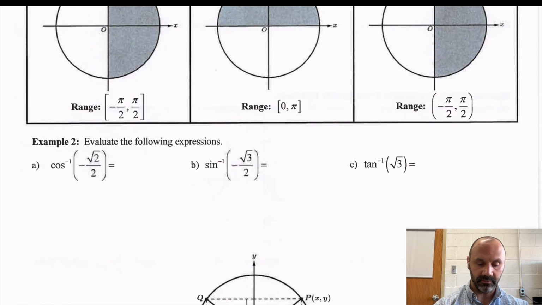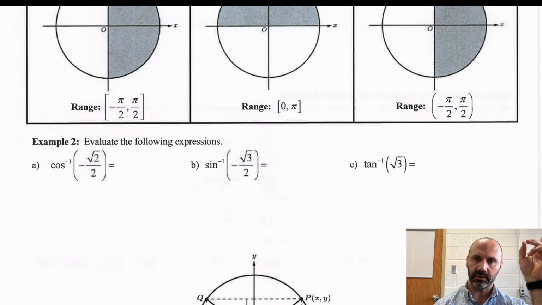So now we want to evaluate the following expressions. Inverse cosine of negative root 2 over 2. Well, negative root 2 over 2, that's the pi over 4, but it's negative. Realize that if you're using the whole unit circle, there are two possible answers for that, since we're not restricted in domain.